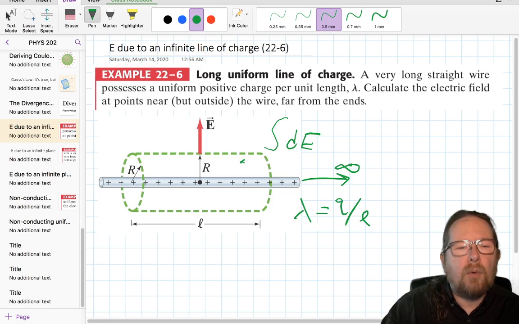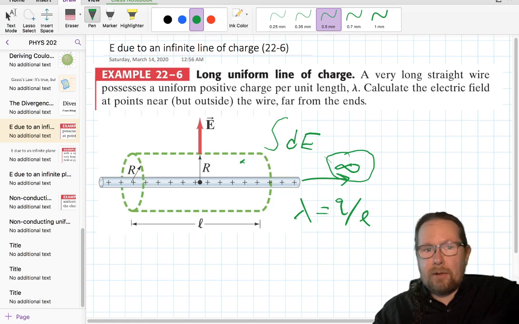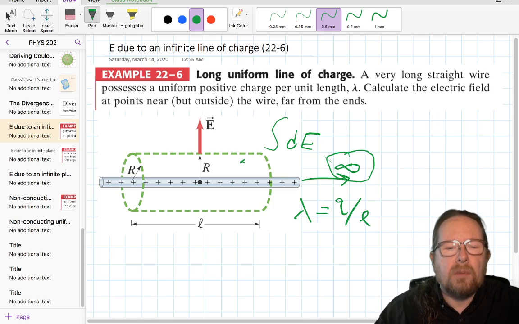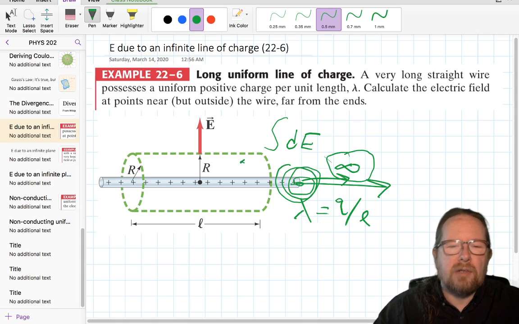Calculate the electric field at points near the wire but outside the wire, so some distance away from the wire that they're calling R, far from the ends, which is another way of saying you can treat the wire as being infinitely long. You don't have to worry about what we sometimes call in physics edge effects. You can assume that this wire extends indefinitely along the positive and negative axes.